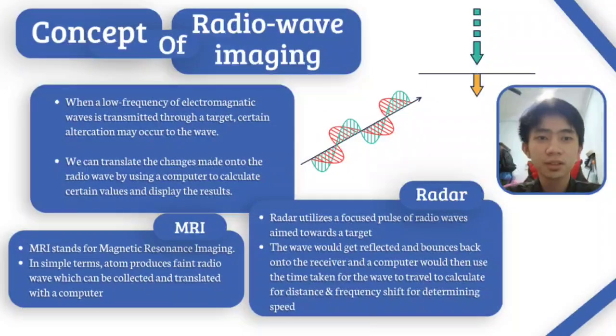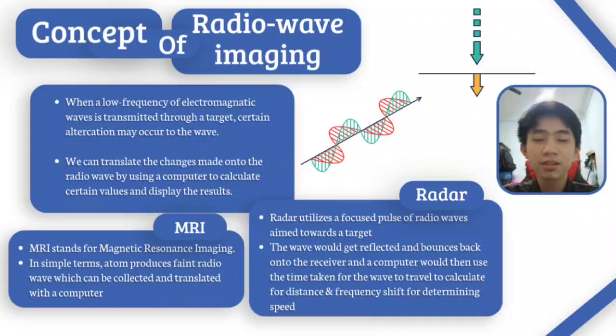Hello, I am Hamadi and I will be explaining the basic concept of radio wave imaging. Radio wave imaging works by sending a low frequency electromagnetic wave through a target, and from any alteration done to the wave, we can find out information. We can use a computer to translate the changes made to the radio wave that has bounced back to calculate certain values and display them on a screen.